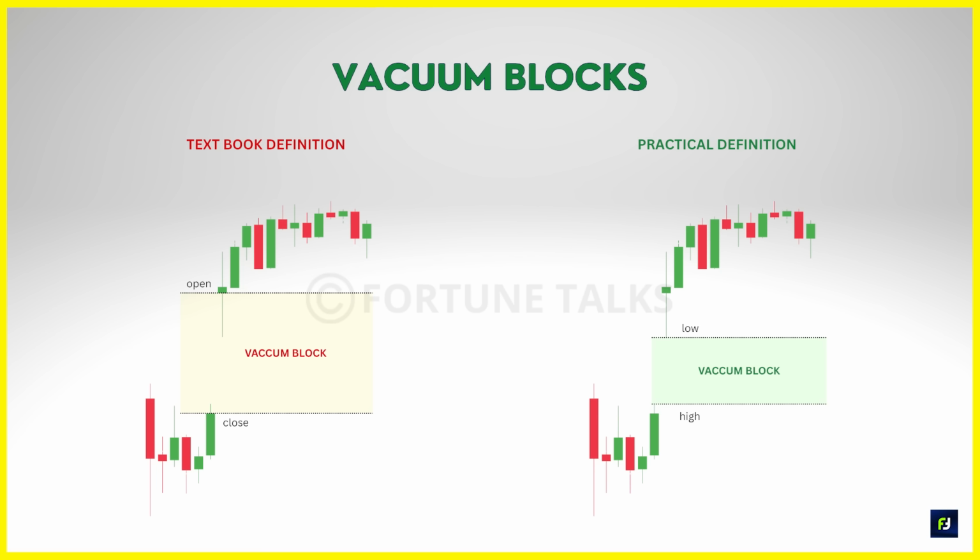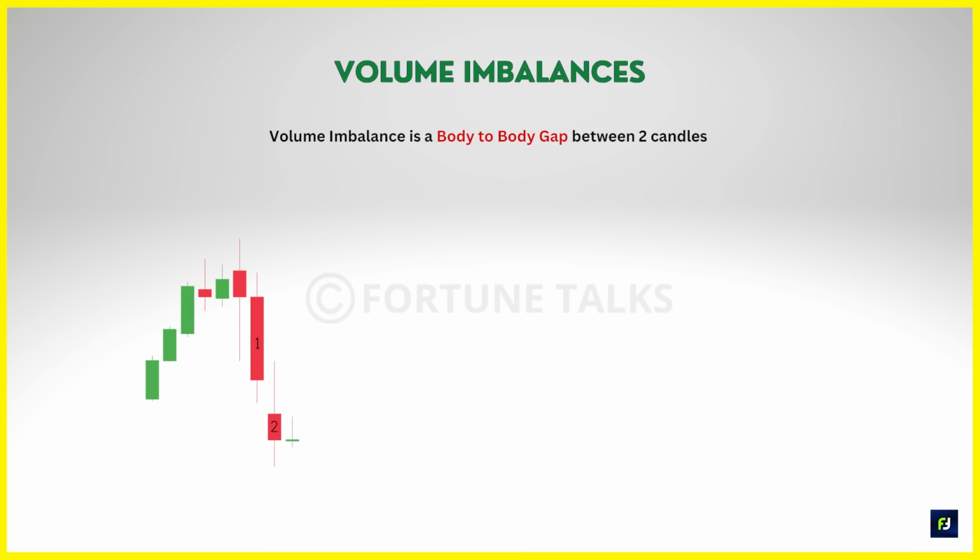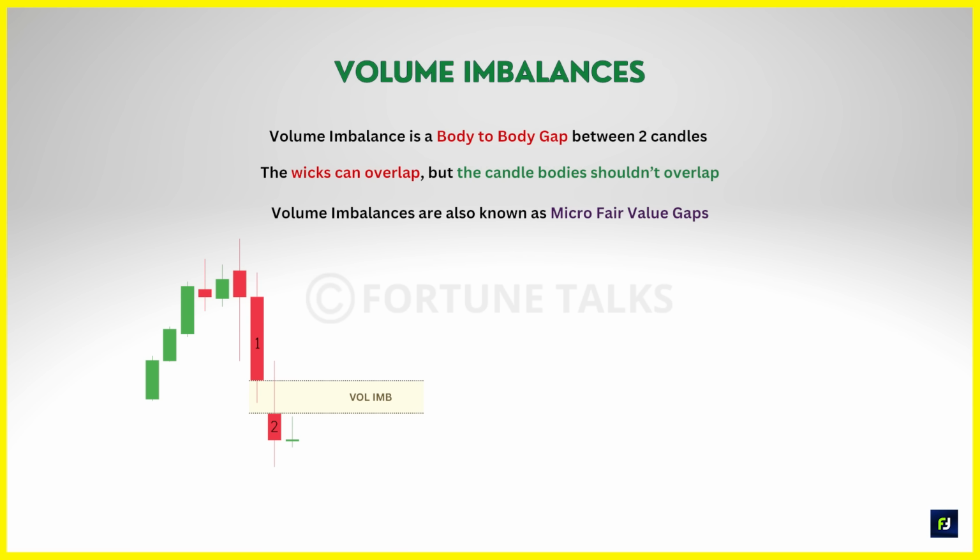And one such gap formation is the volume imbalance. A volume imbalance occurs when there is a distinct separation between the bodies of two consecutive candles on a chart with no visible overlap between them. What this means is that the wicks of these candles may or may not intersect, but the candle bodies themselves do not touch. This separation represents a gap in price action, signaling that the market did not efficiently deliver the price between these 2 points. This creates a volume imbalance, or it is also known as a micro fair value gap.